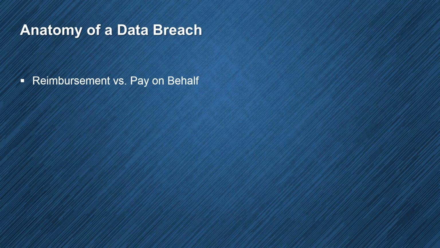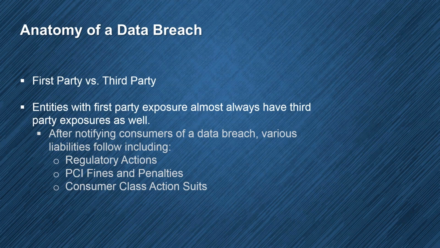Pay on behalf. Bob's Pizza Shop down the street does not have the money to pay these vendors and then wait to be reimbursed by the insurance company. Forensics alone is easily going to cost 20 to 30 grand just to figure out what happened. And then you have all of the other things that need to be paid for. So just something to keep in mind, reimbursement wording versus the pay on behalf of wording for these.